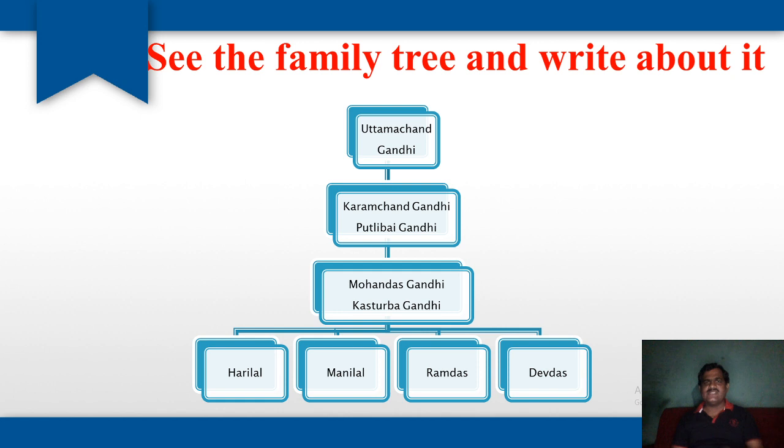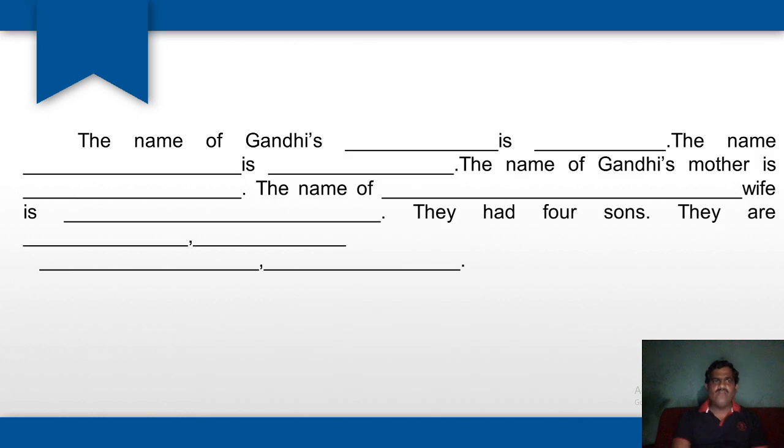Okay, you go through this family tree. That is Udham Chand Gandhi, then Karamchand Gandhi and Putalibai Gandhi, then Mohandas Gandhi and Kasturba Gandhi, then Harilal, Manilal, and also Ramdas and Devdas. Okay, so now you fill up this information sheet. Make a beautiful paragraph on the basis of that diagram. You fill it up.